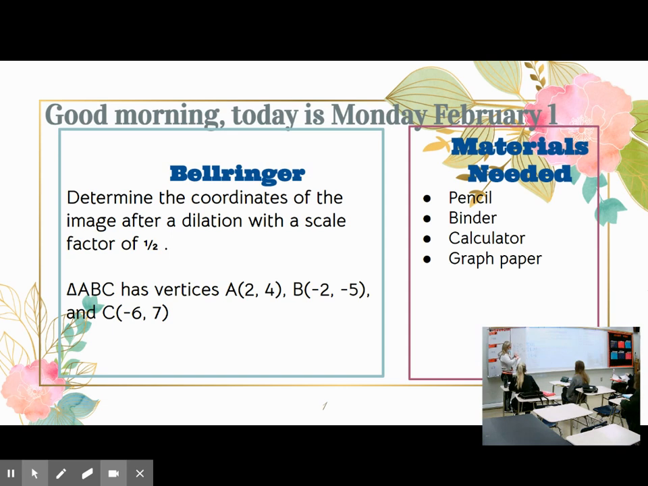Maddie's going to explain to us how she did the bell ringer. Let's pay close attention, just in case anybody made a mistake. Maddie, go ahead. I multiplied by 1/2. Okay, and what'd you get for the coordinates? Would you read those out loud? That way they can hear you on camera or on the video.